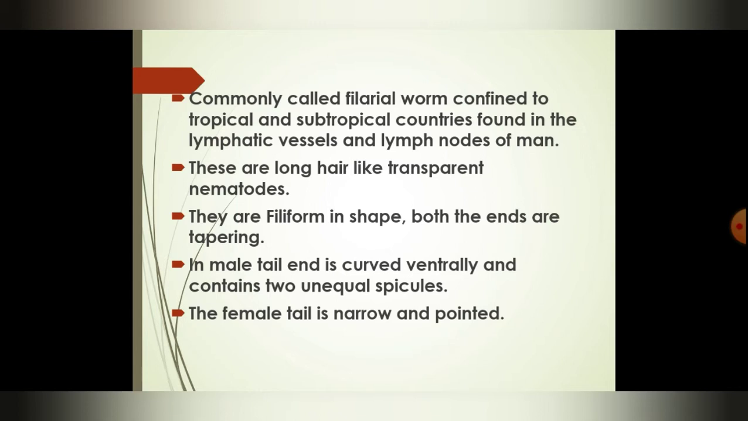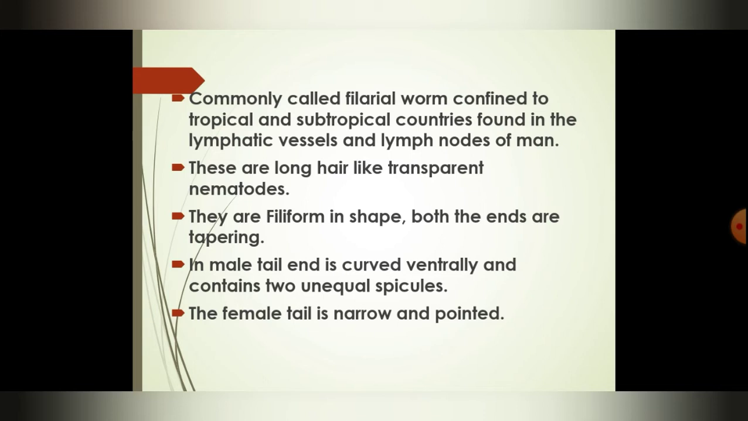These are long, hair-like, transparent nematodes. This belongs to phylum Aschelminthes or Nematoda. These are very long, very small hair-like worms, and they are filiform in shape. Filiform means thread-like, round, so we call them filarial worms. Both the ends are tapering, both anterior and posterior ends.